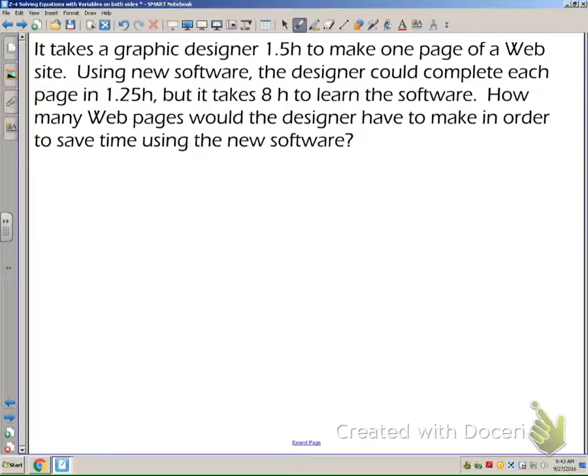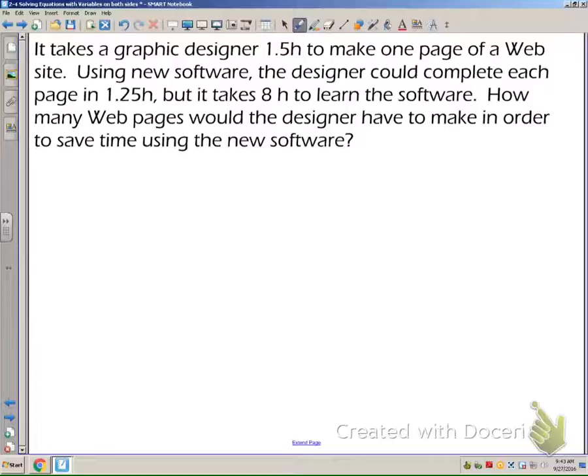I think I skipped a problem. I sure did. It takes a graphic designer 1.5 hours to make one page of a website. Using new software, the designer could complete each page in 1.25 hours, or an hour and 15 minutes. But it takes 8 hours to learn the new software. So how many web pages would the designer have to make in order to save time using the new software?